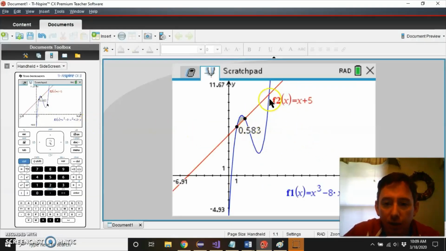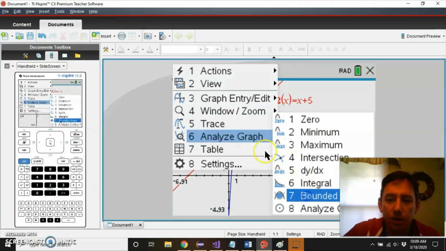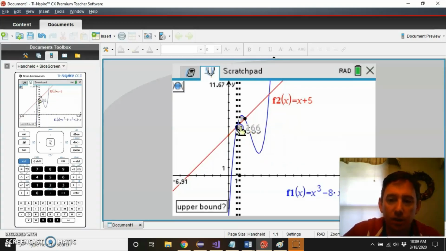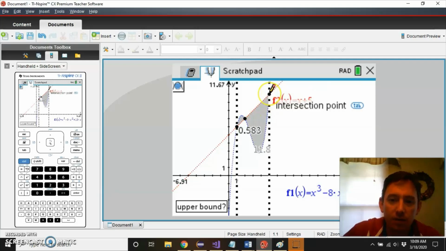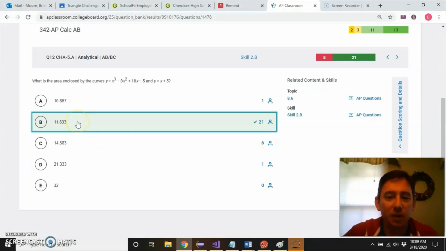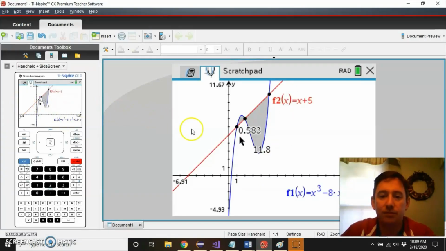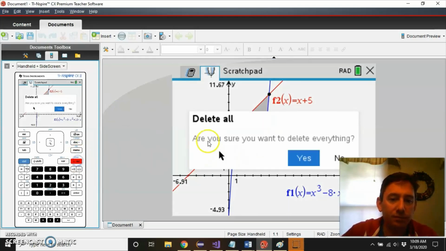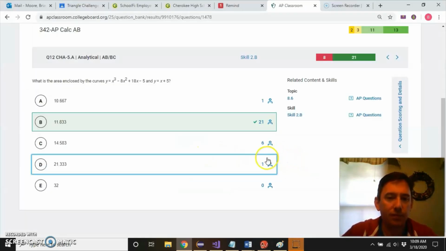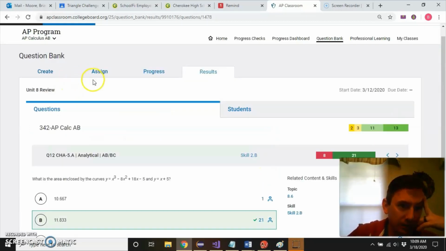Oh, hold on. This whole bubble is also being bounded. Duh. How about 11.8? There we go. That looks better. Okay, moving on to number 4. Oh, I got a lot of requests for 14.